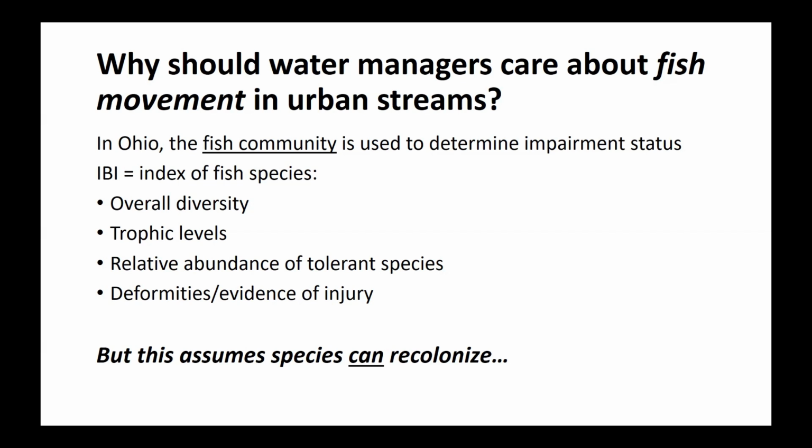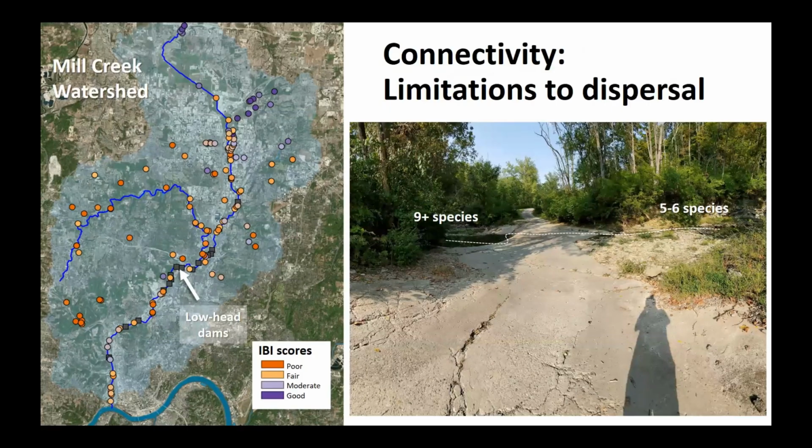But this really assumes, and I think it's a really good way of assessing, impacts that have already occurred. But when we restore or improve systems, it assumes that the species can recolonize after some intervention has occurred. And as we think about connectivity, we also need to think about limitations to dispersal.